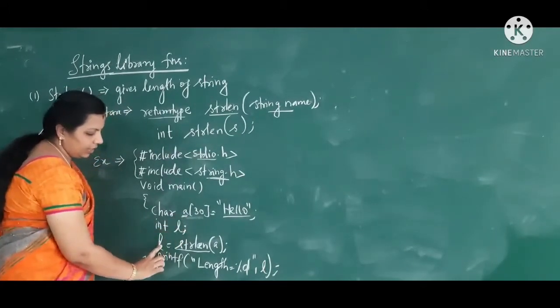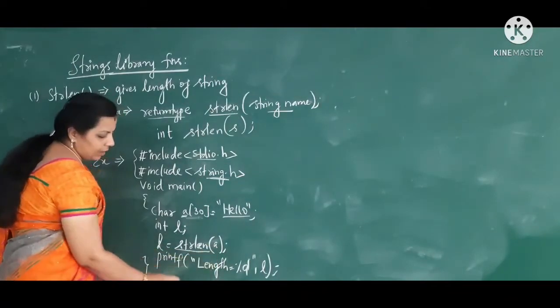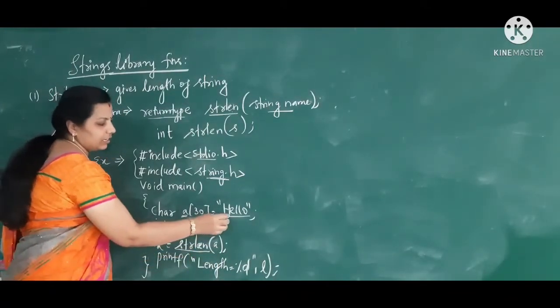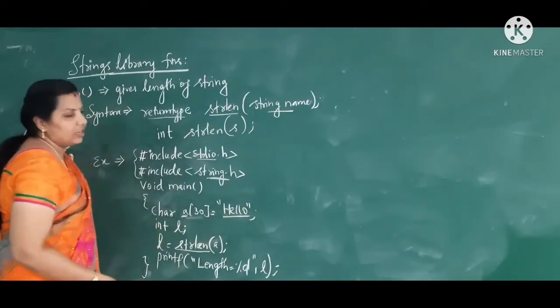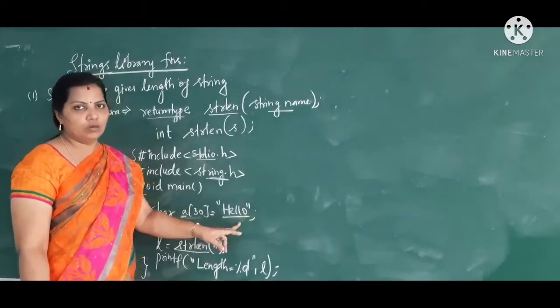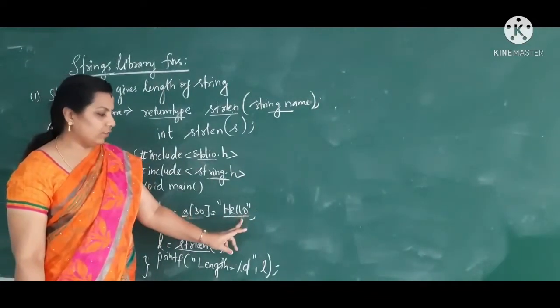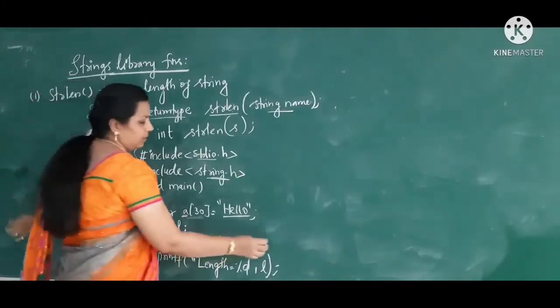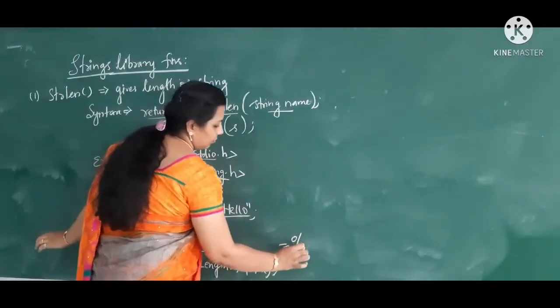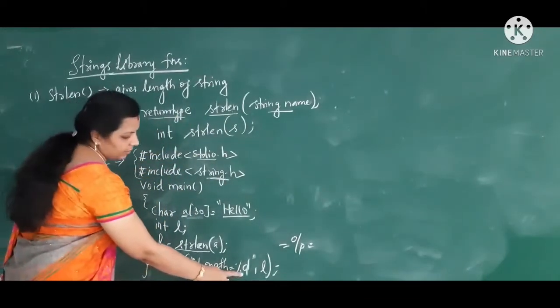So I am simply equating the variable l to strlen of a. What happens? The compiler first recognizes and finds the length of the string, but here the null character is not counted into account. So how many characters are there? 1, 2, 3, 4 and 5. So your output will be printed as length, and I specify the format %d.